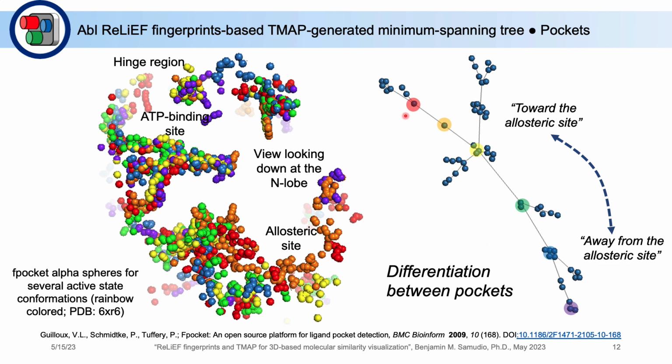So red is at the upper left and violet is at the lower right. What I find to my eye is that as we go down that TMAP, the alpha spheres, again found from F pocket, seem as if they're receding away from the allosteric site back into the ATP binding site. So there doesn't appear to be a lot of violet here, but there is violet at the ATP binding site, just like there are other colors. Whereas with red, that really seems to encircle the allosteric site and have a presence throughout.